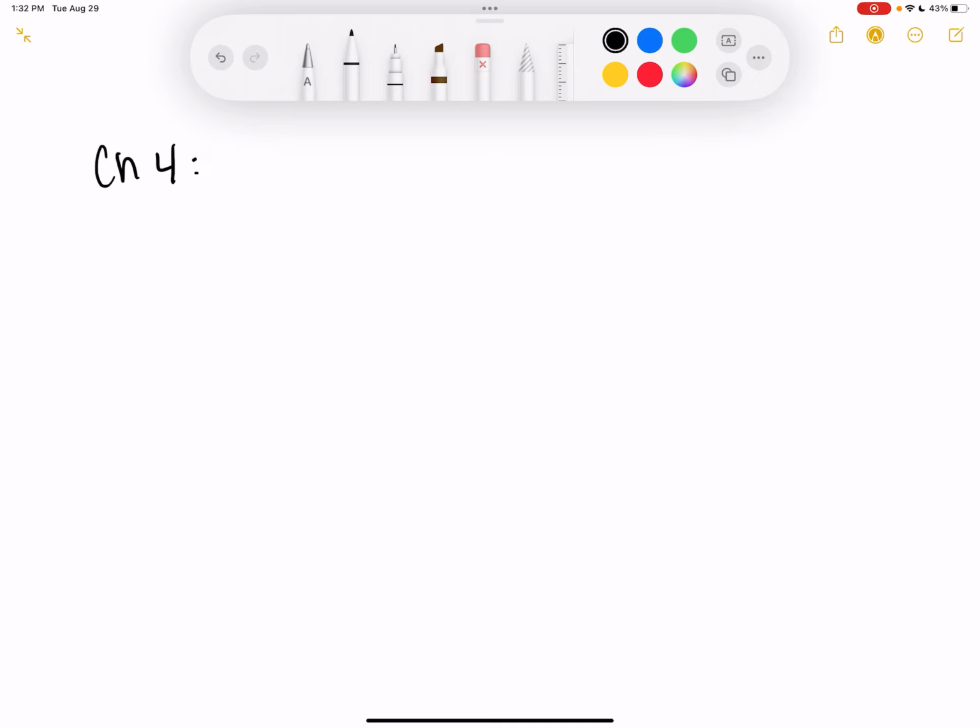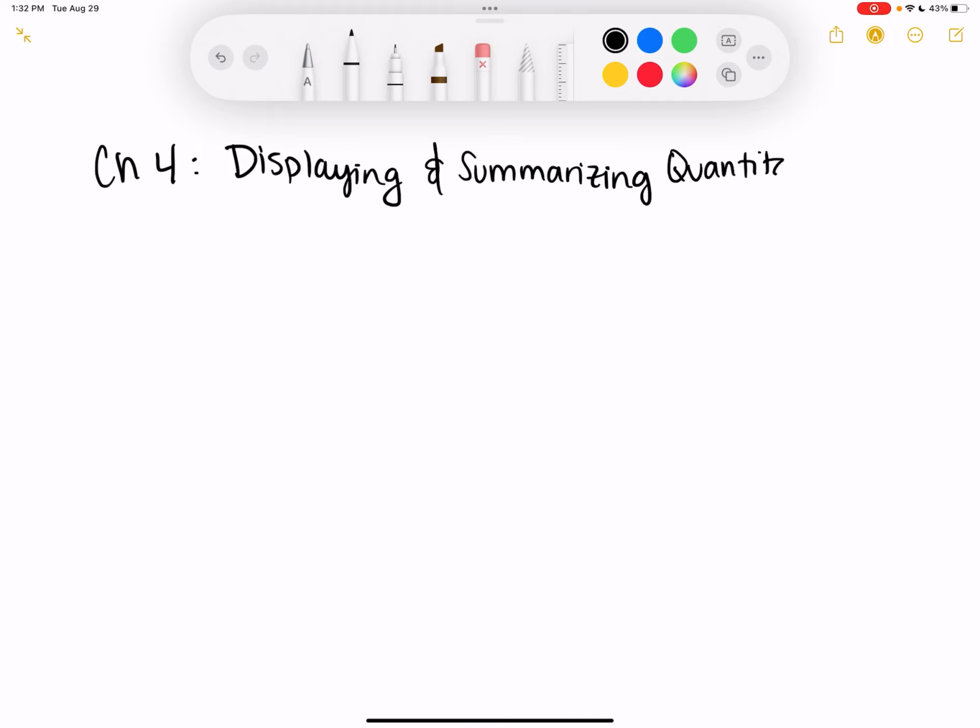All right, chapter 4, displaying and summarizing quantitative data. So last chapter we were dealing with categorical, now we're dealing with quantitative.